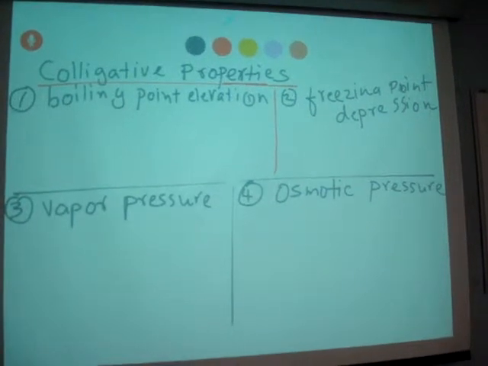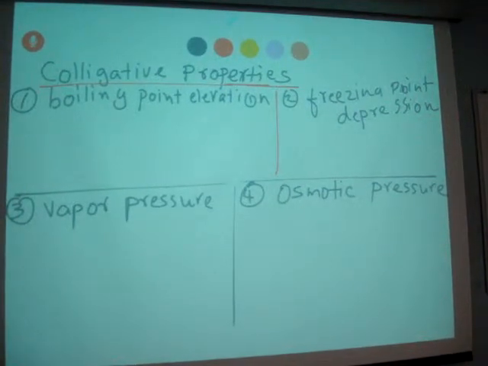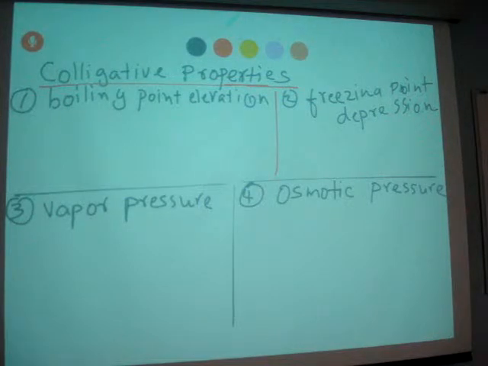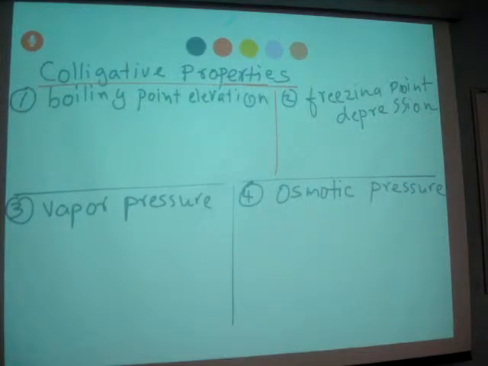We are reviewing the 4 colligative properties: boiling point elevation, freezing point depression, vapor pressure, and osmotic pressure. Okay. So for boiling point elevation, what is the formula? Delta T B equals m K B. Alright, fantastic. So delta T B equals m K B.